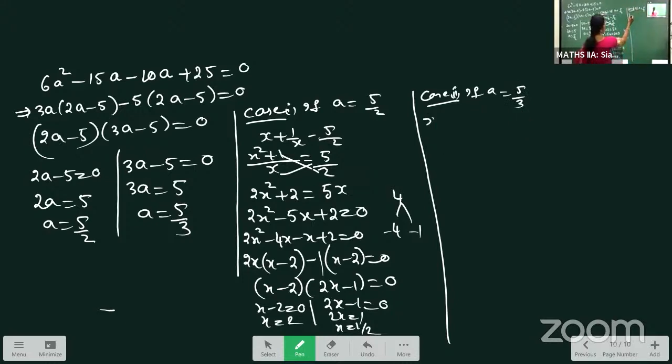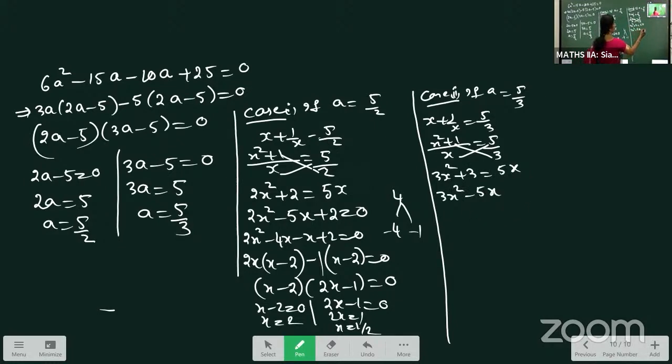What is a? x plus 1 by x is equal to 5 by 3. LCM: x square plus 1 by x is equal to 5 by 3. Cross multiply: 3x square plus 3 is equal to 5x. Bring 5x this side: 3x square minus 5x plus 3 is equal to 0. 3 into 3 is 9. We are not getting factors for 9. We have factors, but we won't get minus 5 here. So when we do not get factors, we have an alternate method, the formula method. So go with the formula method.